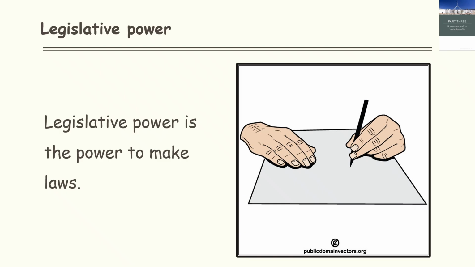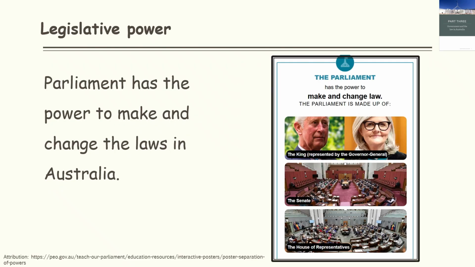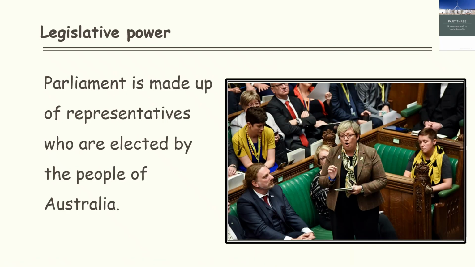Legislative power. Legislative power is the power to make laws. Parliament has the power to make and change the laws in Australia. Parliament is made up of representatives who are elected by the people of Australia.